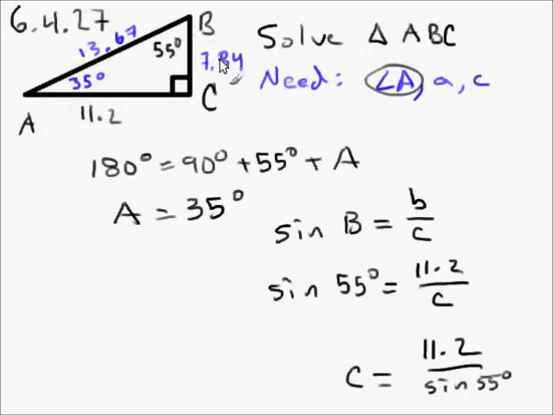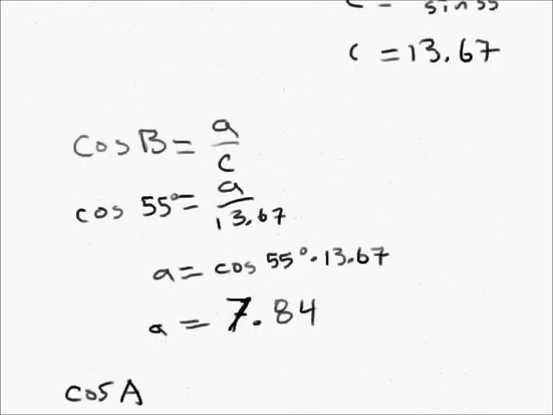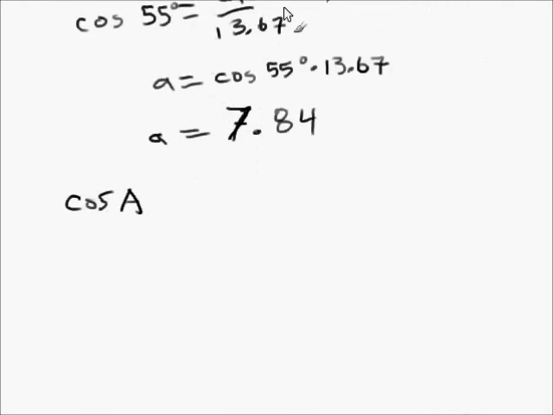Cosine of A is the opposite, 7.84, or excuse me, the adjacent, 11.2, divided by the hypotenuse, 13.67. Let's set that up. 11.2 divided by 13.67. All right. So I know what the result is, but I don't know the angle.